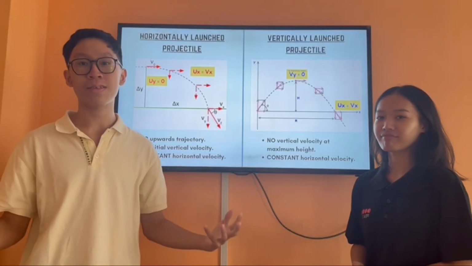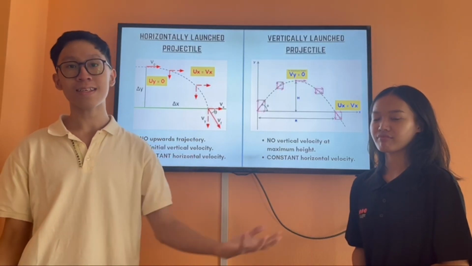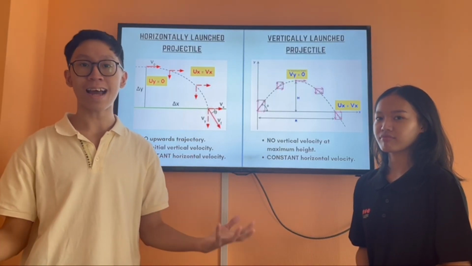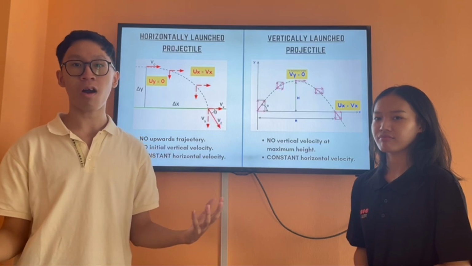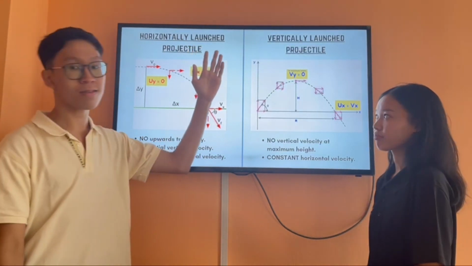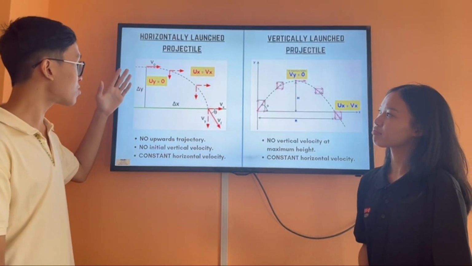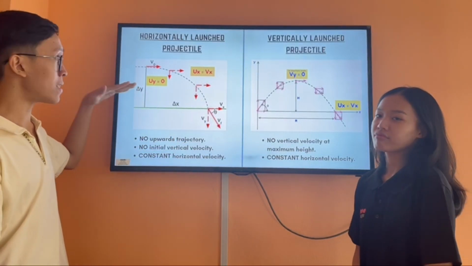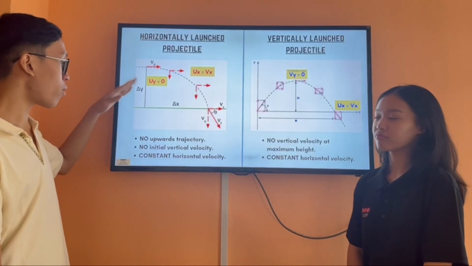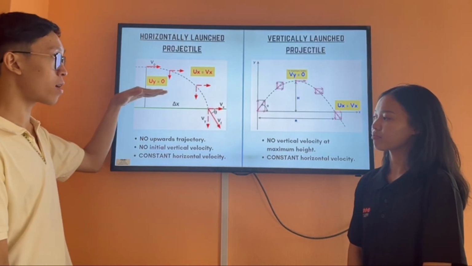So next, we will talk about launched projectiles, and there are two types of it: horizontally launched projectile and vertically launched projectile. We will start with horizontally launched projectile first. For a horizontally launched projectile, there is no upward trajectory, as you can see in this image. At the same time, because it is launched horizontally, there is no initial vertical velocity. There is only constant horizontal velocity all the time.